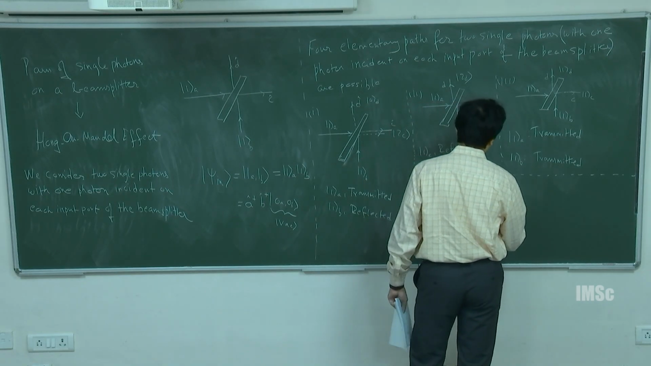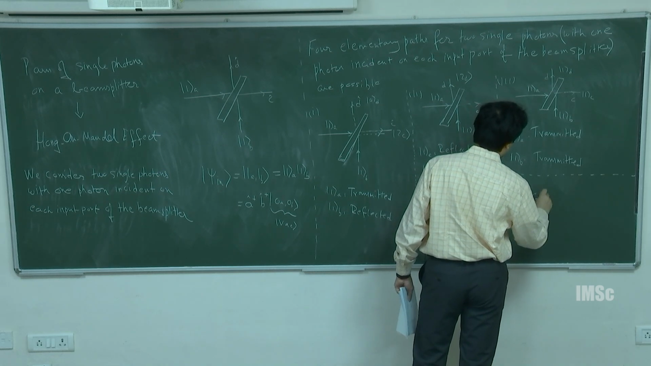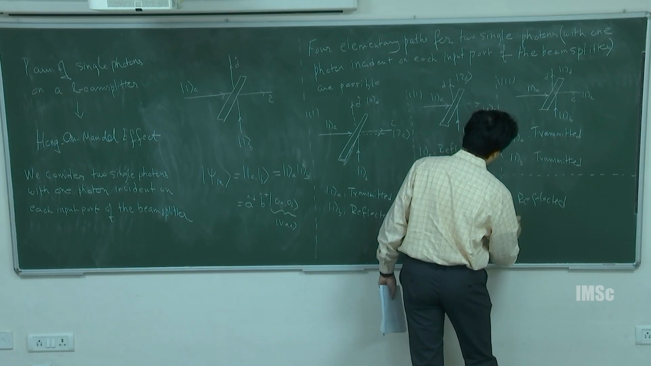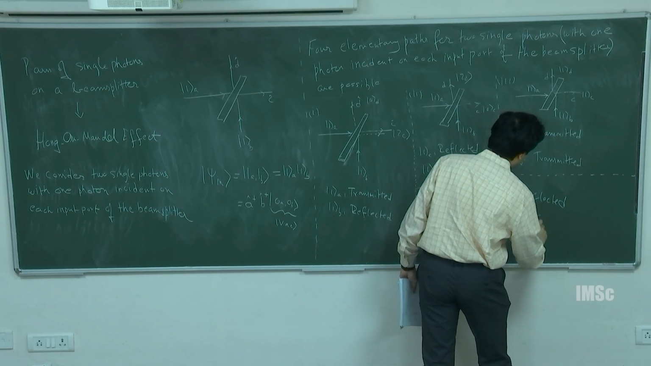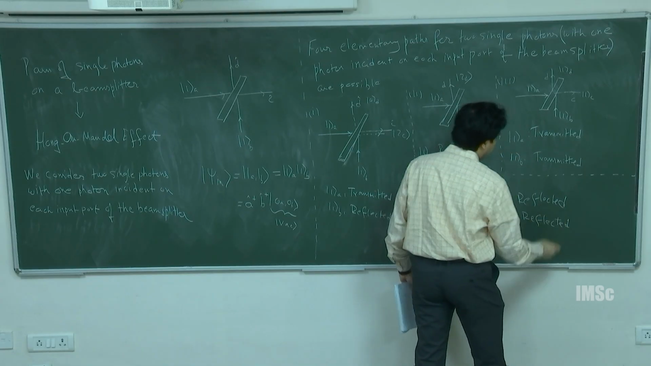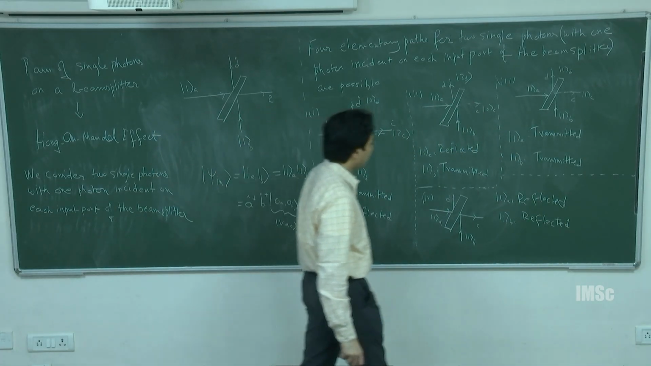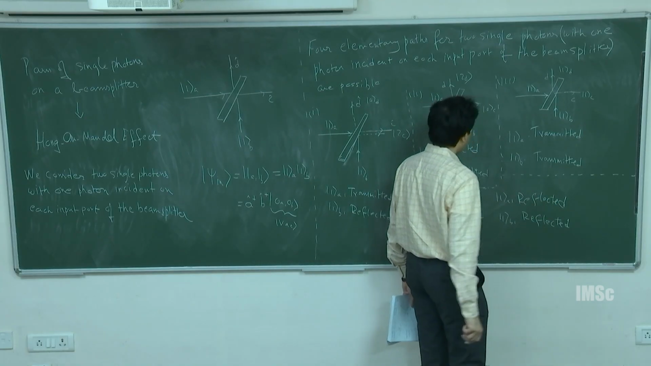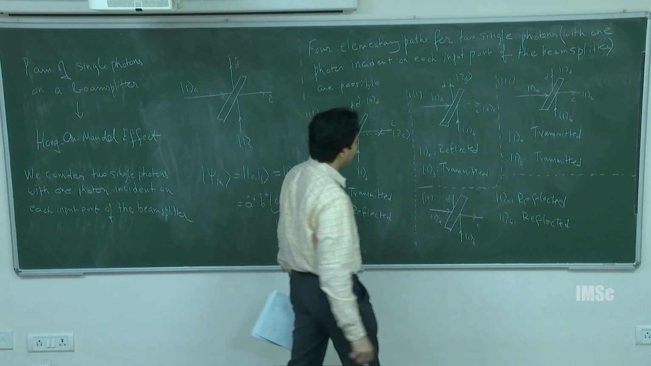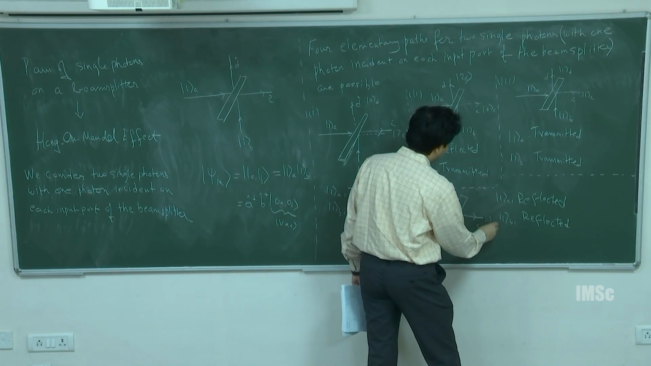So case 4 is the A photon is reflected, likewise the B photon is also reflected. So now again, what will be the scenario in this case? Again, one each. One each, right? Good.